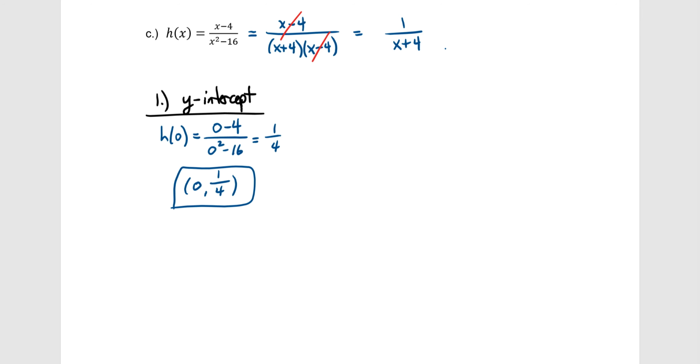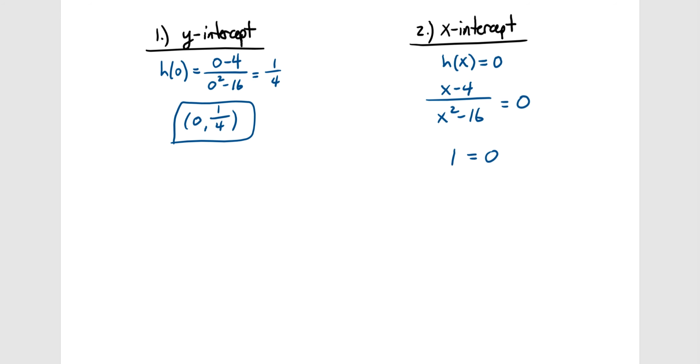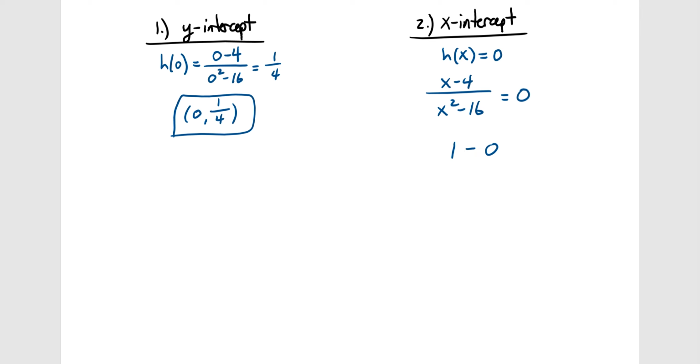So for the y-intercept here, we get a y-intercept of 1/4. And next for the x-intercept, we have to set the function equal to 0, which ends up being the simplified numerator. The simplified numerator is just 1 after the common factors cancel. So we're actually left with just 1 equals 0. Since there's no variables here and we have a false statement, that means there are no x-intercepts.